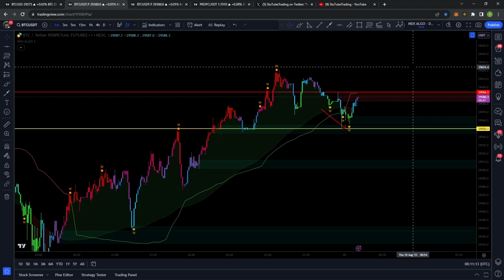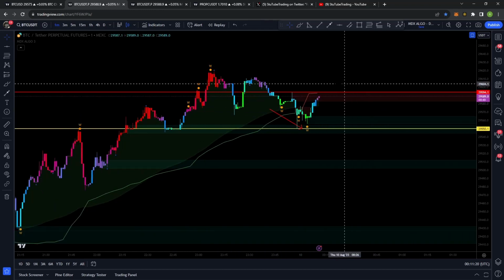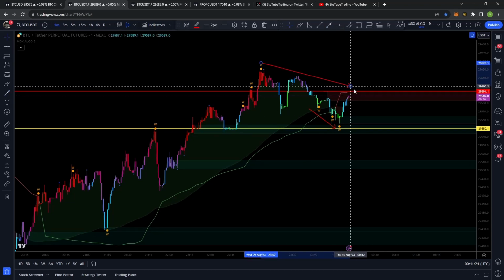So the cloud has flipped green already. I'm kind of undecided right now. Seeing a lot of mixed signals. I'd feel a lot better about a short, like I said, if we see a lower high come into play.